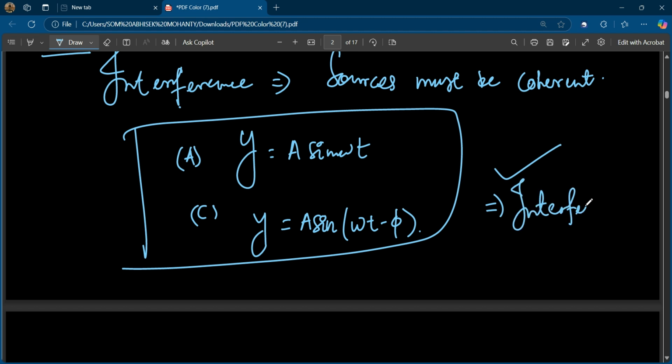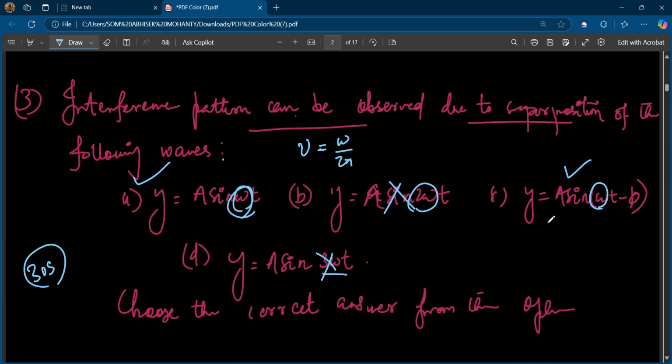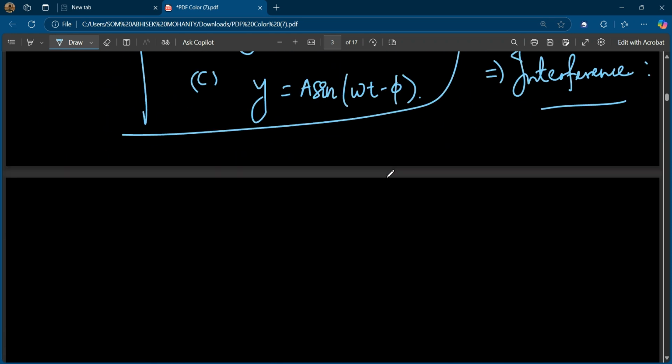All right. Again a good question. This question came again in previous year only, NEET 2024. So next question, question number four.